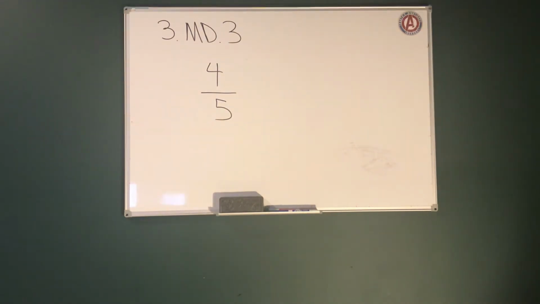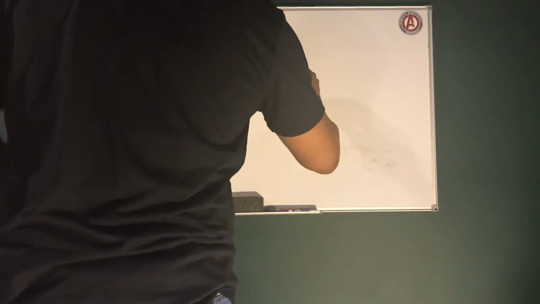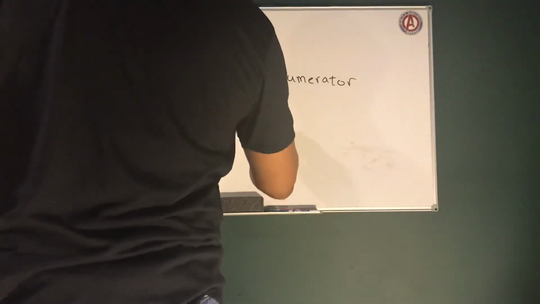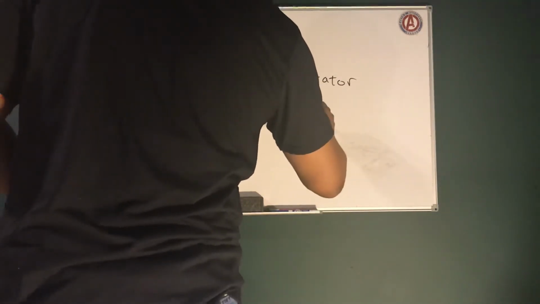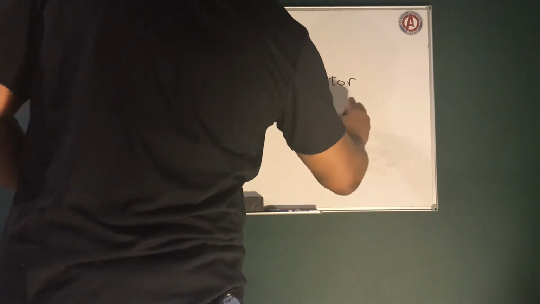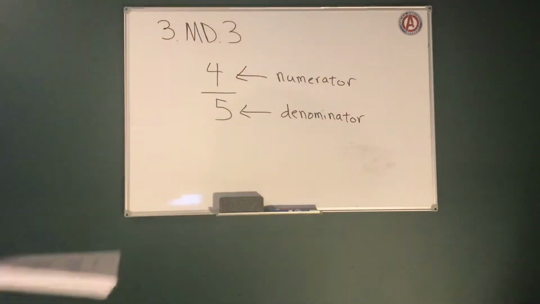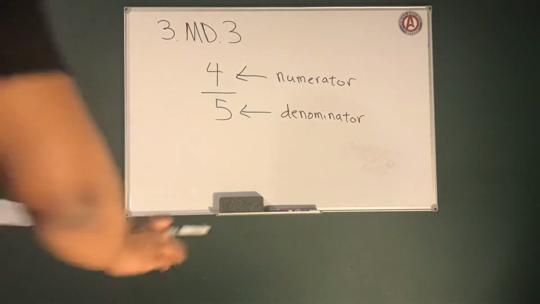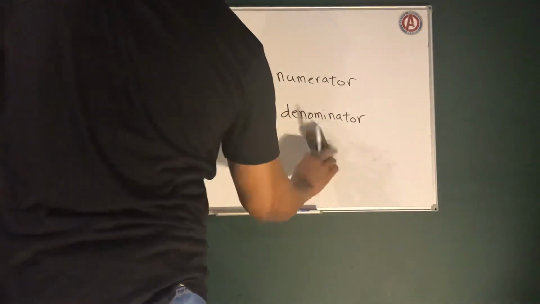So in this fraction right here, which number do you think is the numerator? The 4 is our numerator. The 5 is our denominator. So the denominator tells us how many pieces there are in all, whereas the numerator would tell us how many pieces we would shade.